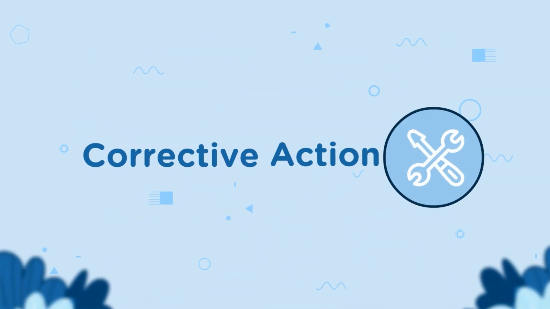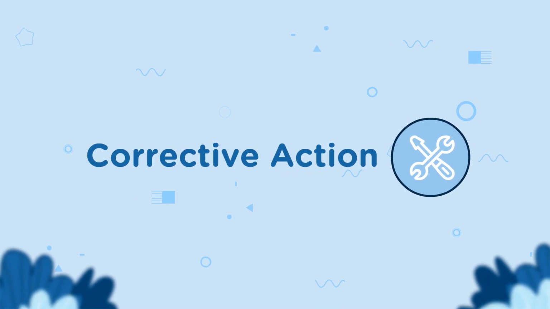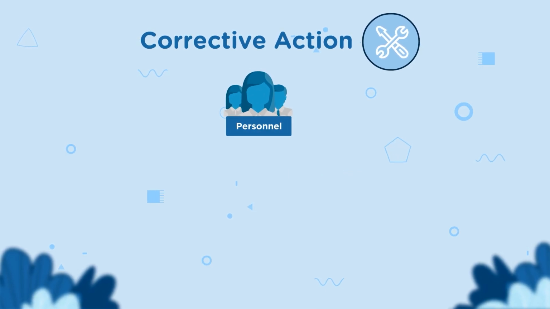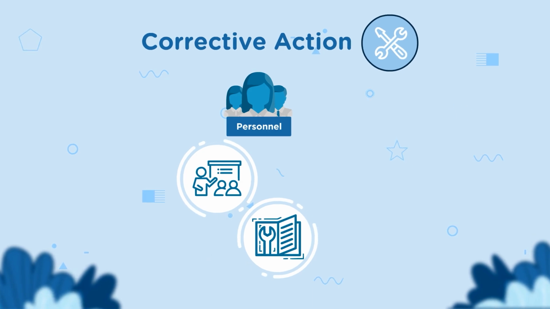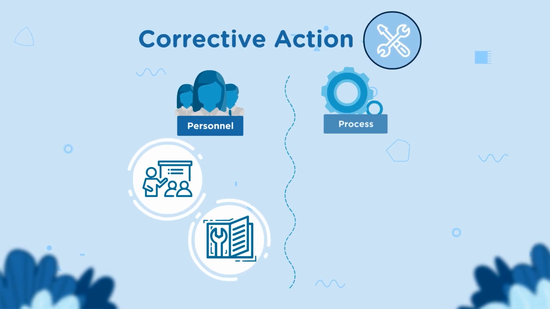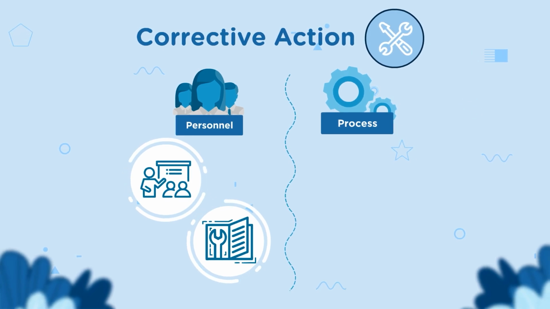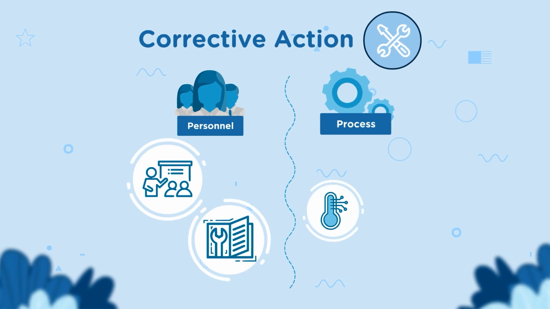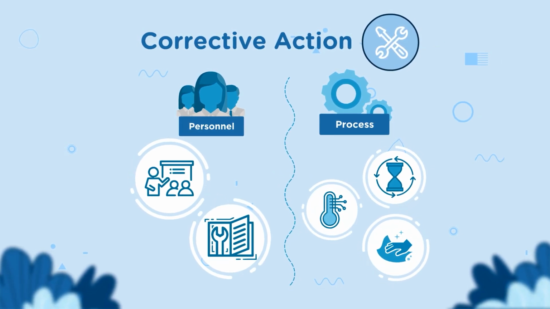Once the root cause is identified, we need to start corrective actions. A corrective action fixes the root cause of the failure. So, if the root cause was personnel, the corrective action could be training personnel or creating an easy-to-read manual. If the root cause was within the process, then the corrective action should change the process to eliminate the cause of the failure. This could mean changing operating temperatures, times, cycles, improving the cleaning procedure, etc.